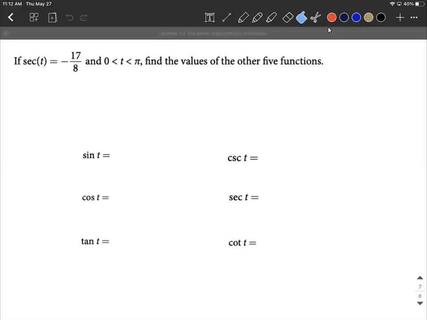Okay, on this example, we're given that secant of t is equal to negative 17/8. We're given that our angle t is between 0 and pi. So our goal is to find all of the trigonometric ratios.